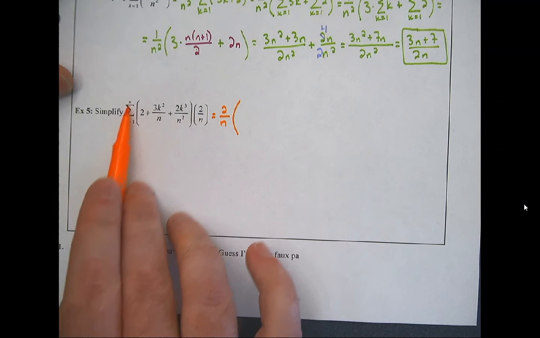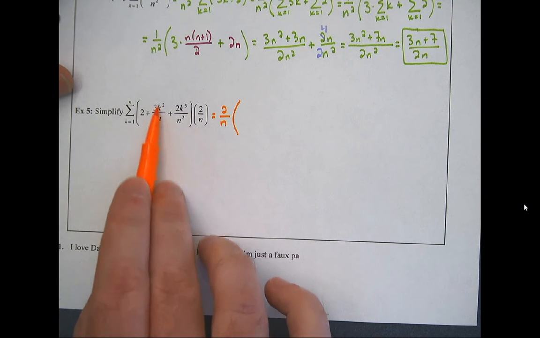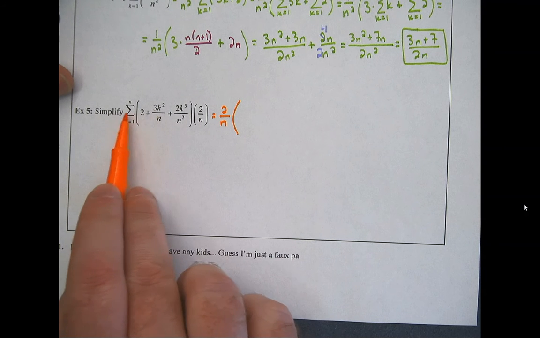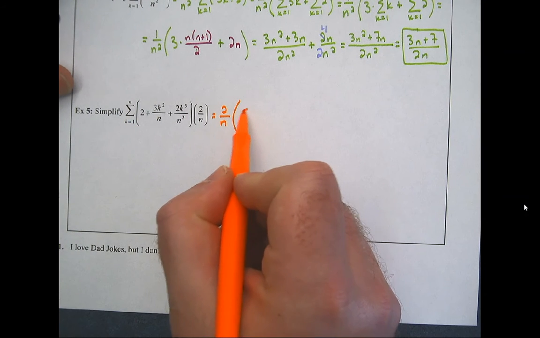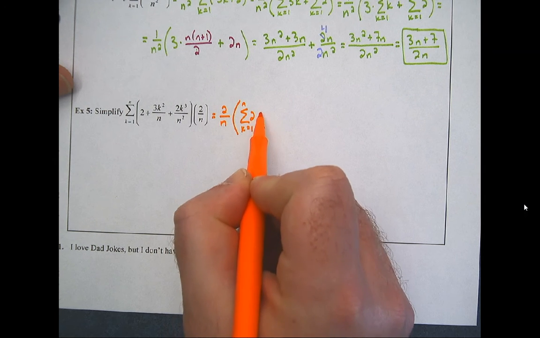So I took this constant out front. Now I'm going to split these up. But these two have constants, so I'm going to take those out of their spot as well. So this is just the sum from k equals 1 to n of 2 plus.